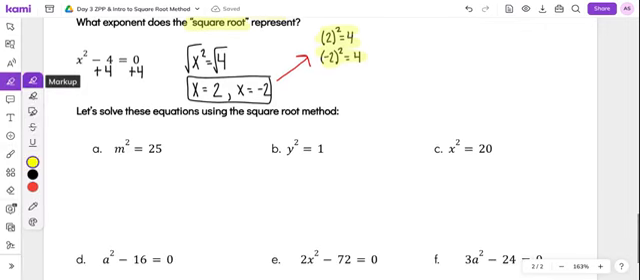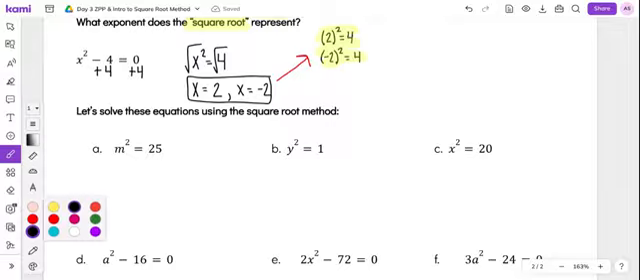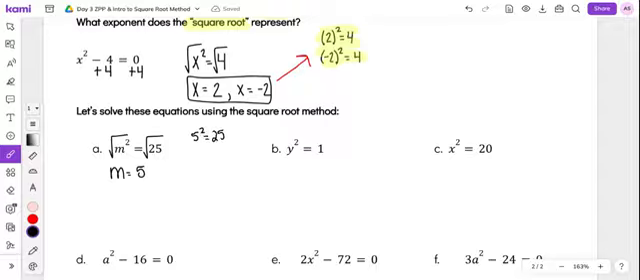If we take a look at A, we have that m squared is equal to 25. So we have our quadratic values on one side and our integers on the other. So we can go ahead and start by taking the square root of both sides. And we get that m is equal to positive 5 because we know that 5 squared is 25, right?